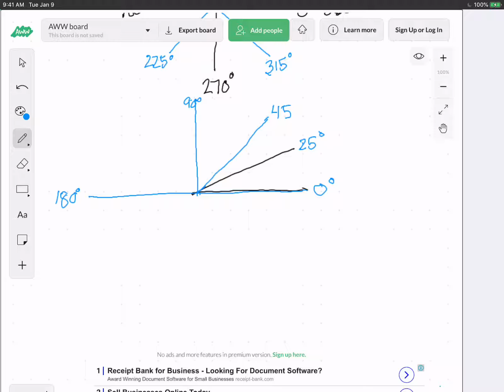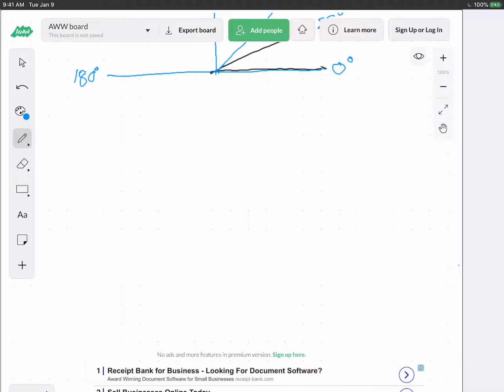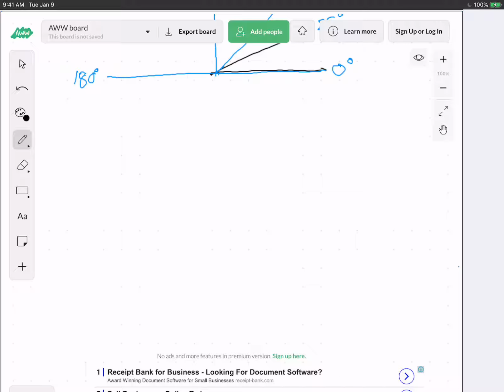Now, it can become more complicated when the angle is going the opposite direction. Some students get confused. So I'm going to move this up just to show you. If I have this, I'm going to change it to black again. Let's say I have the angle going this direction. So it's coming this way.